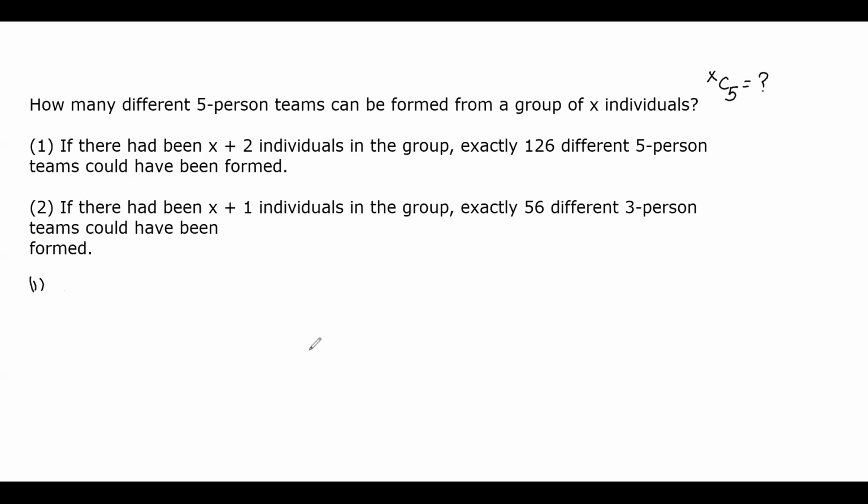So that basically means that X plus 2 C5 equals 126. Okay, that is fine too. Let's see the second statement. It says if there had been X plus 1 individuals, X plus 1 C3 is equal to 56.